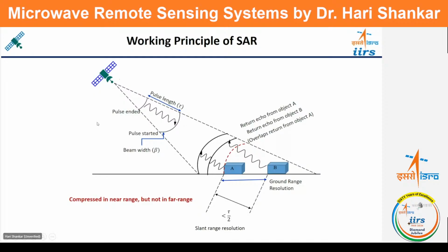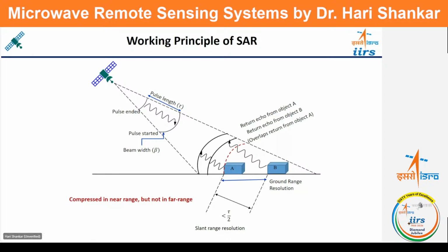Since this radar is moving towards this side, this distance is called the range. This is called the ground range, meaning the distance from here to here. And the distance from here to here is called the slant range. And the distance from here to here, again, is called the slant range. And the distance in an intermediate situation is also called the slant range.